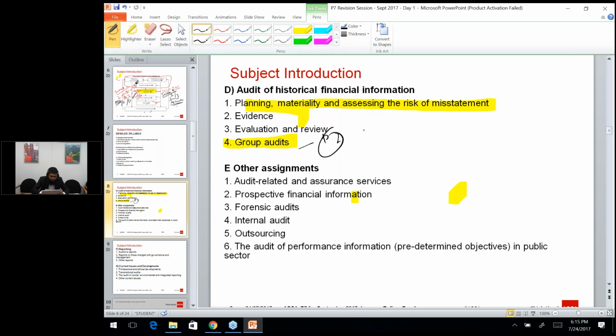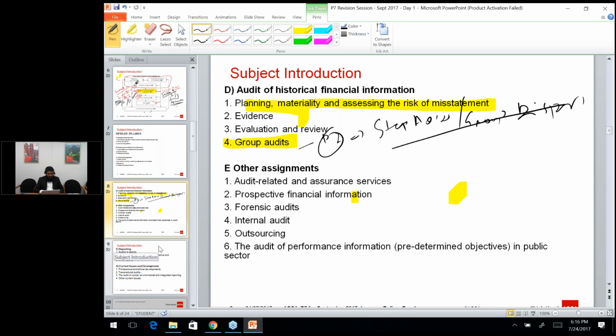So the entire knowledge of consolidation is applicable and is examined through a group audit scenario. Whether that pertains to step acquisition, group disposal, or whatever area it pertains to, the entire consolidation knowledge is examinable at this stage. The next is about other assignments. Other assignments include various things, such as prospective financial information, forensic audit, etc. We will cover that area also.